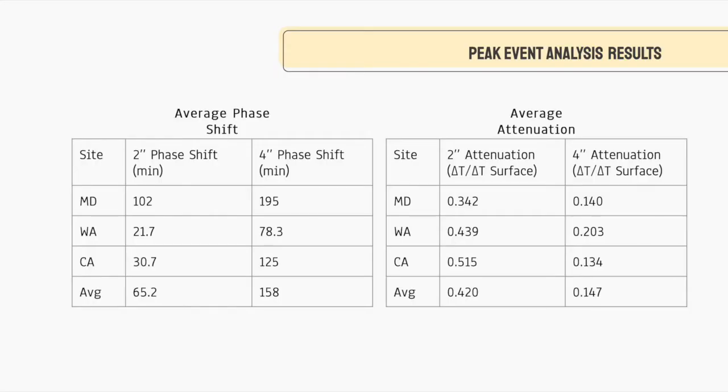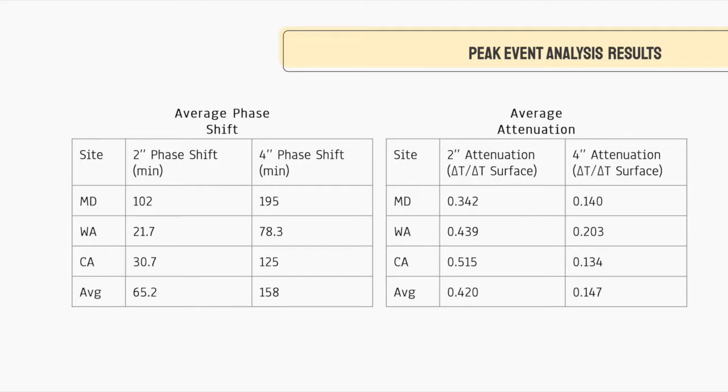The phase shift, which measured the delay between the surface signals and the 2-inch or 4-inch signals, indicated the time it took for heat to spread to different depths. As expected, this phase shift was greater for the 4-inch deep signals than it was for the 2-inch signals across all sites. Overall, phase shifts were smallest in Washington, indicating that the heat spread quickly through the soil, and greatest in Maryland. Attenuation, which was the ratio between the range of deeper temperatures and the range of surface temperatures, indicated what fraction of the total heat reached the deeper soils.